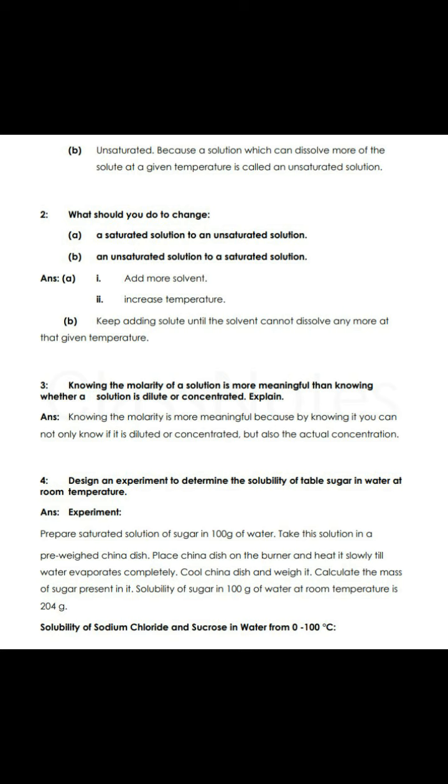Now come towards question number 4. Design an experiment to determine the solubility of table sugar in water at room temperature. Okay, it is a very simple experiment. We just prepare a saturated solution of sugar in 100 grams of water. Take the solution in a pre-weighed china dish. First we will weigh the sugar particles, place the china dish on the burner and heat it slowly until the water evaporates completely. Cool the china dish and weigh it.